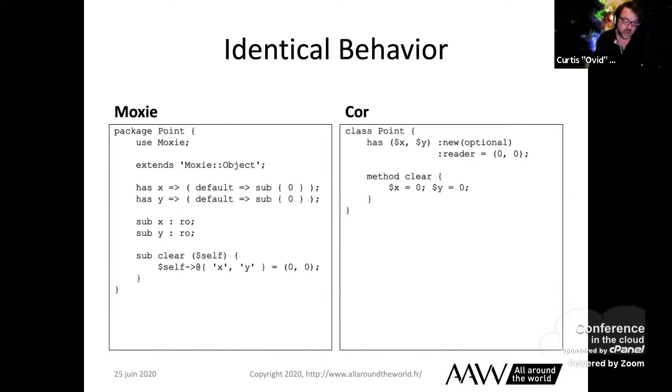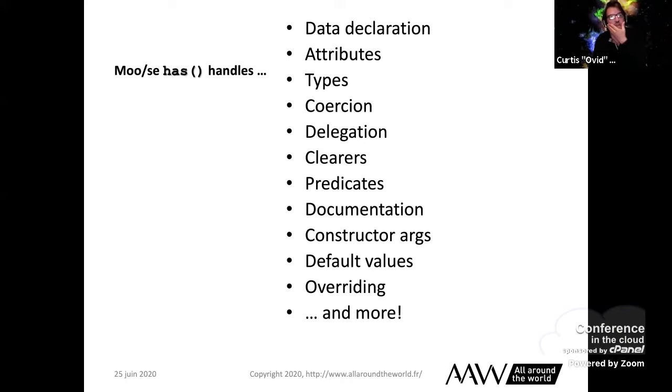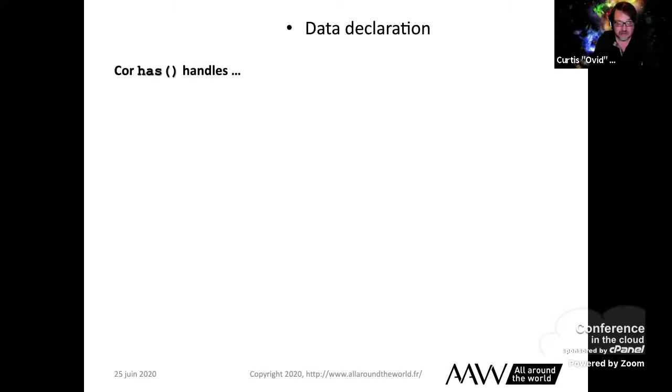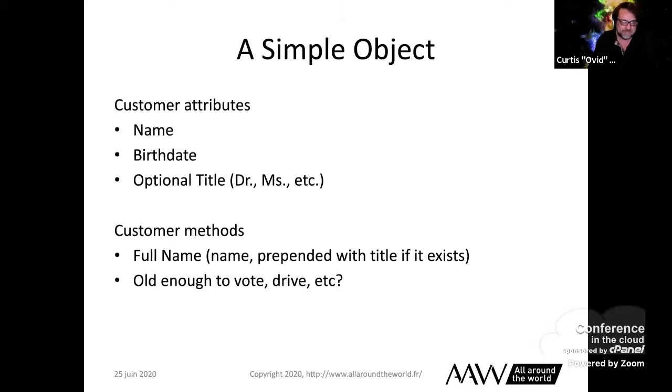And this is a problem that I have banged my head over time and time again. Moose handles data declaration, attributes, types, coercion, delegation, et cetera, et cetera. You want to talk about an overloaded function? This is terrible. So what does Core have for has? All it does is data declaration. That's it, nothing else. It says, here is a piece of instance data available for my class.